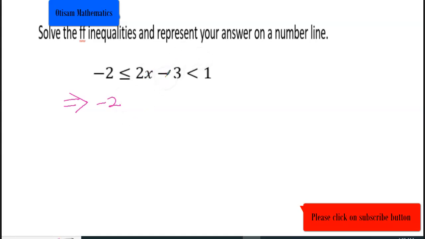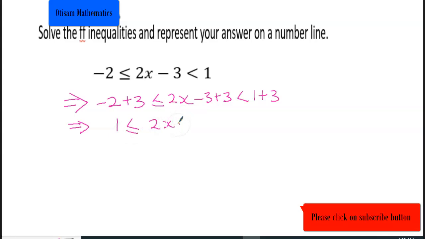So first of all, we need to take this one off. So how do you take it off? This is minus. If you add plus 3 on both sides, this will go. So minus 2 plus 3 less than or equal to 2x minus 3 plus 3 less than 1 plus 3. So this implies that minus 2 plus 3 is giving us 1 less than or equal to 2x less than 4.